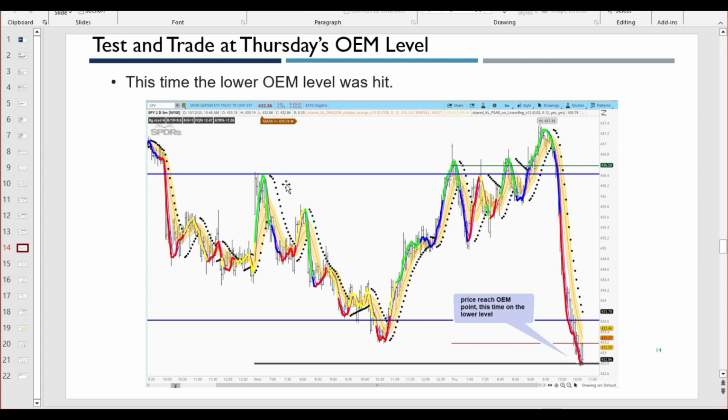This is an example from a Thursday where this time the lower OEM level was hit. So you can see here, it was earlier in the day as well, coming out of the morning session after this huge, beautiful move down. We hit this OEM level below yesterday's low at this, again, the dark gray horizontal line.